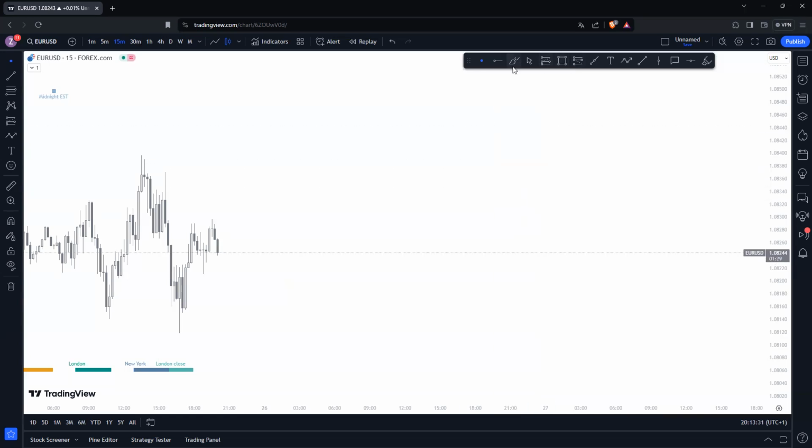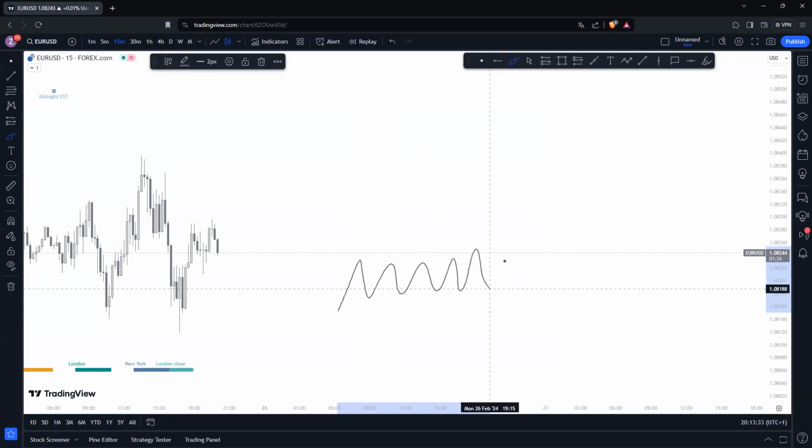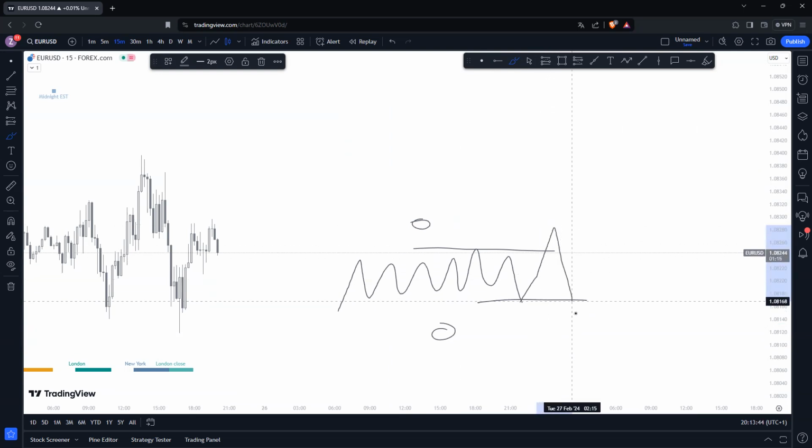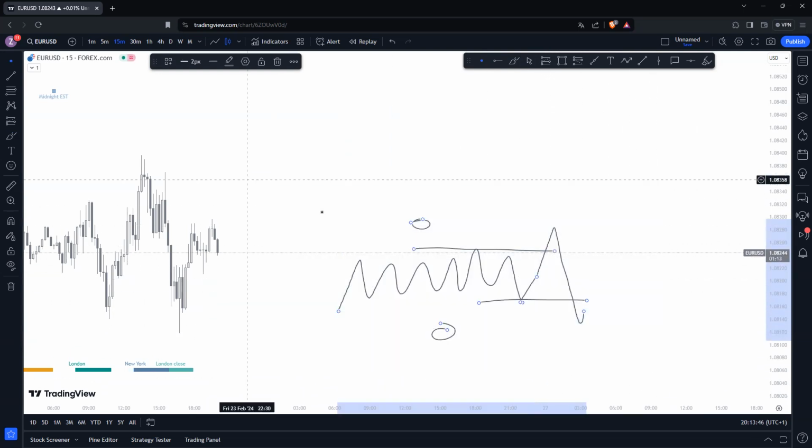So you're gonna do the same thing with London. You're gonna have London here. You're gonna pick the highest point of London and the lowest point of London, and you pick your engulf here or here on M15 or M5, and you're gonna wait for price to hit and then go to the other side.